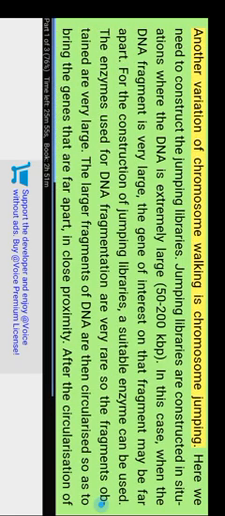Chromosome jumping. Another variation of chromosome walking is chromosome jumping. Here we need to construct the jumping libraries. Jumping libraries are constructed in situations where the DNA is extremely large, 50 to 200 kbp. In this case, when the DNA fragment is very large, the gene of interest on that fragment may be far apart. For the construction of jumping libraries, a suitable enzyme can be used.